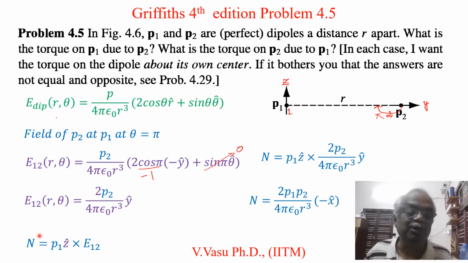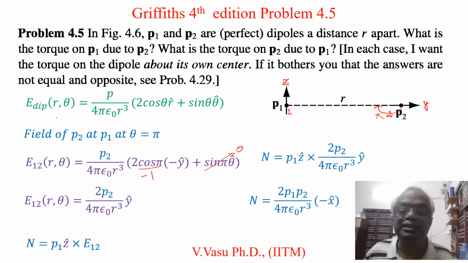Now what is the torque? Torque N is equal to P1 z hat. Remember that here P1 is along the z direction, so I have used the unit vector along the z direction. P1 z hat cross E12. So E12 we have to use. So that N is equal to P1 z hat cross E12, which from this expression is 2P2 divided by 4 pi epsilon naught r cube y hat.